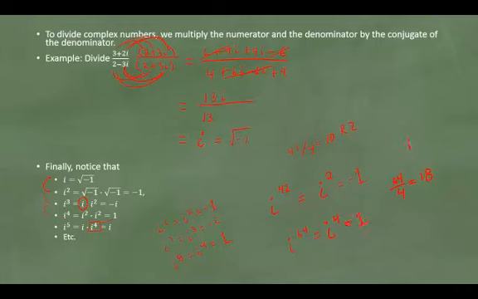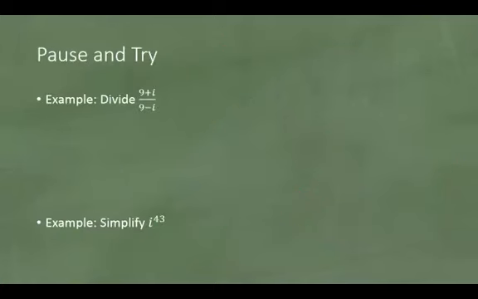If there was a remainder of 1, it would mean it's the same thing as i. If it's a remainder of 2, it's the same thing as i squared. Remainder of 3, the same thing as i cubed. And if there's no remainder, it means it's the same thing as i to the 4th. Now you should try these problems on your own.